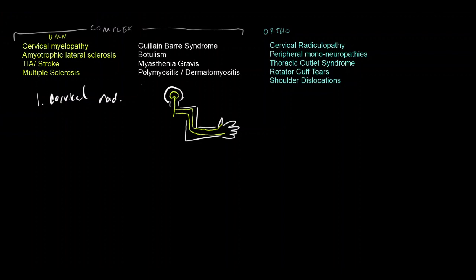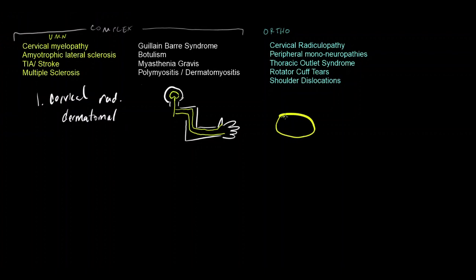And if you have some sort of lesion that irritates these nerve roots, you get pain, numbness, weakness, paresthesias in this distribution of that nerve. We call that dermatomal. So this dermatomal finding of symptoms is what will define cervical radiculopathy.